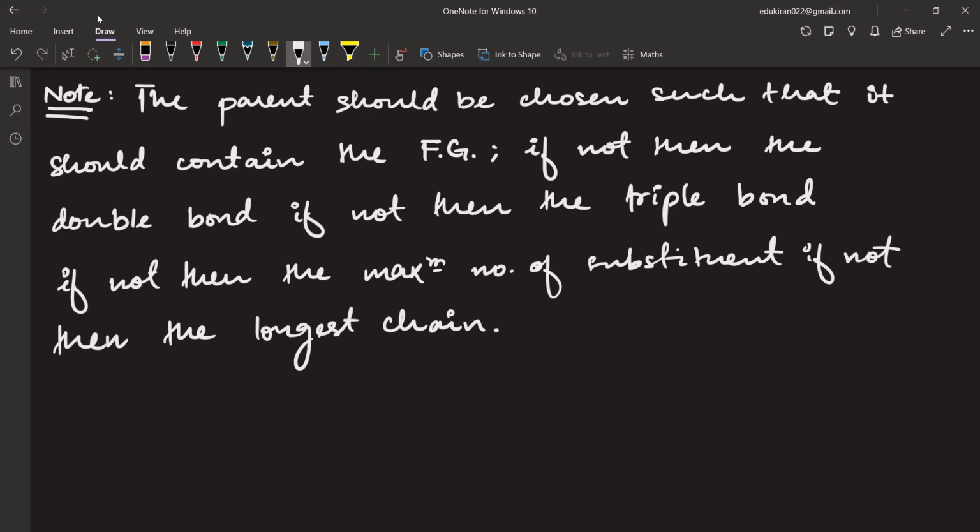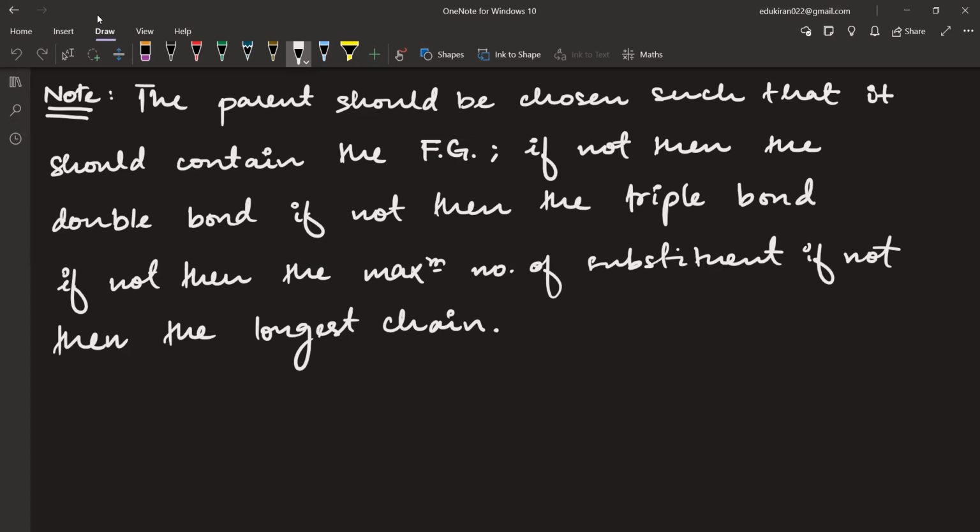Okay, so I hope you see longest chain is the last of the criteria. The first criteria is our parent chain. It should have that functional group. If any functional group is present, and most of the molecules that you will see in 11th and 12th standard will have some functional group. If the functional group is not present, then the longest chain should contain the double bond.